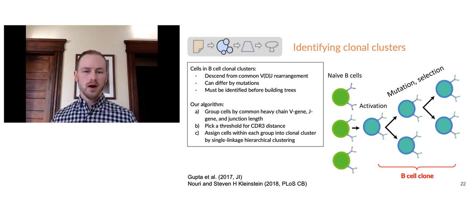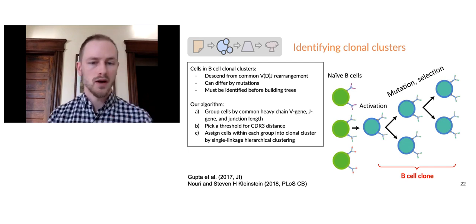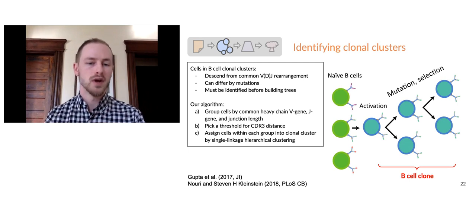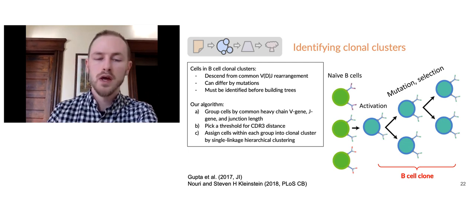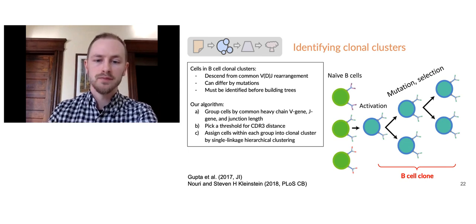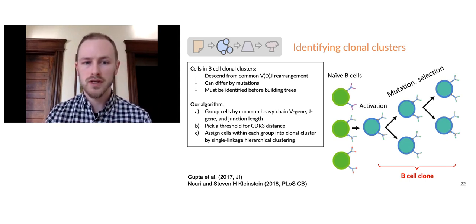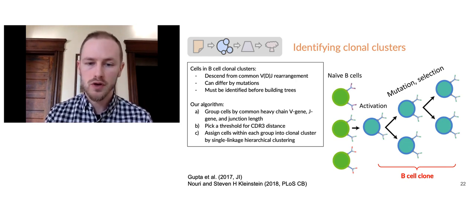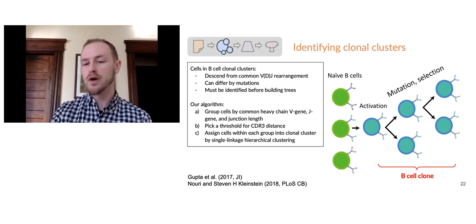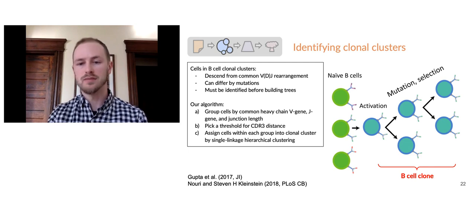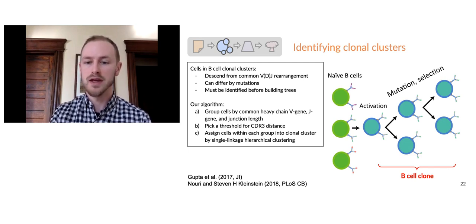So now that we've read our data into one session and combined it into an object, we can start moving towards building lineage trees. Before we can do that, however, we have to identify clonal clusters of B cells. Biologically, a B cell clone is a set of B cells that descend from a common VDJ arrangement. Or you could imagine them as descending from a common naive B cell.